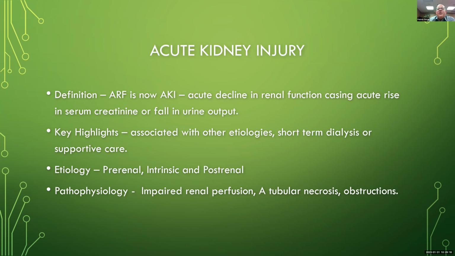Acute kidney injury, also known as acute renal failure. So acute renal failure now is acute kidney injury. It's acute decline in the renal function, causing a rise in the serum creatinine or a fall in the urine output, right? So if you have no ability to clean the blood, the creatinine goes up. And remember, I said creatinine stands for crap. So crap in the blood. So you're going to learn about creatinine and GFR, which is a filtration rate, the function of the kidneys, when you go over labs, right?